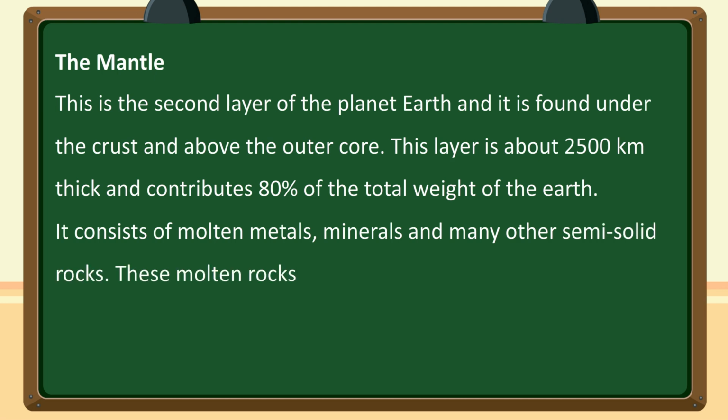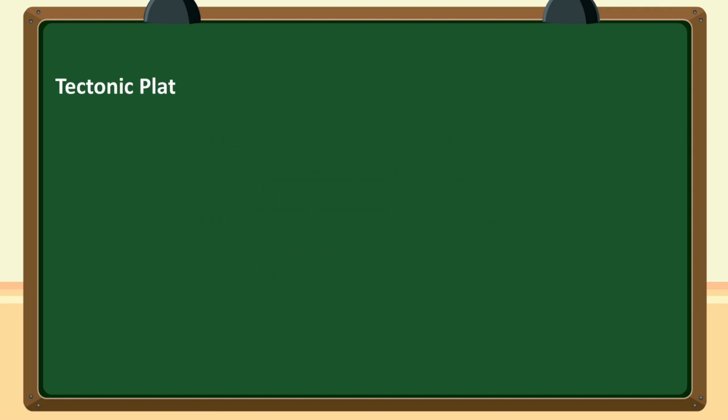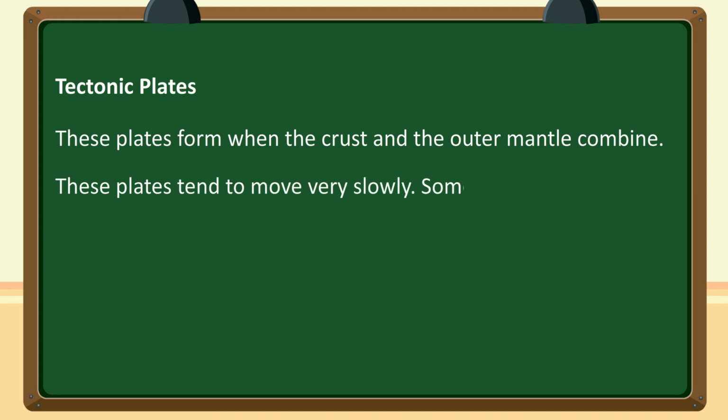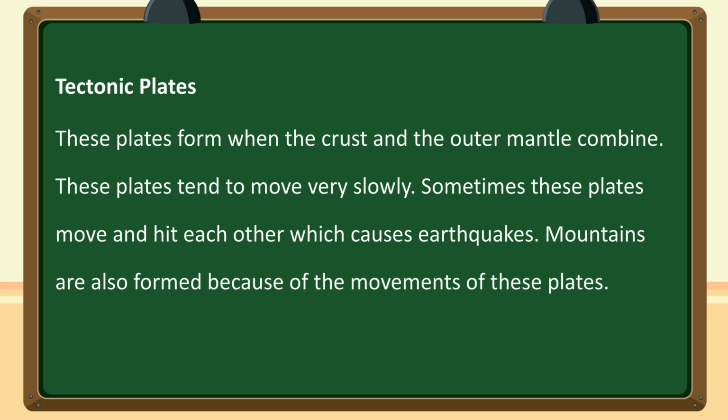These molten rocks and minerals rise due to the intense heat, but after some time they cool down and form tectonic plates. These plates form when the crust and the outer mantle combine. These plates tend to move very slowly. Sometimes these plates move and hit each other, which causes earthquakes. Mountains are also formed because of the movements of these plates.